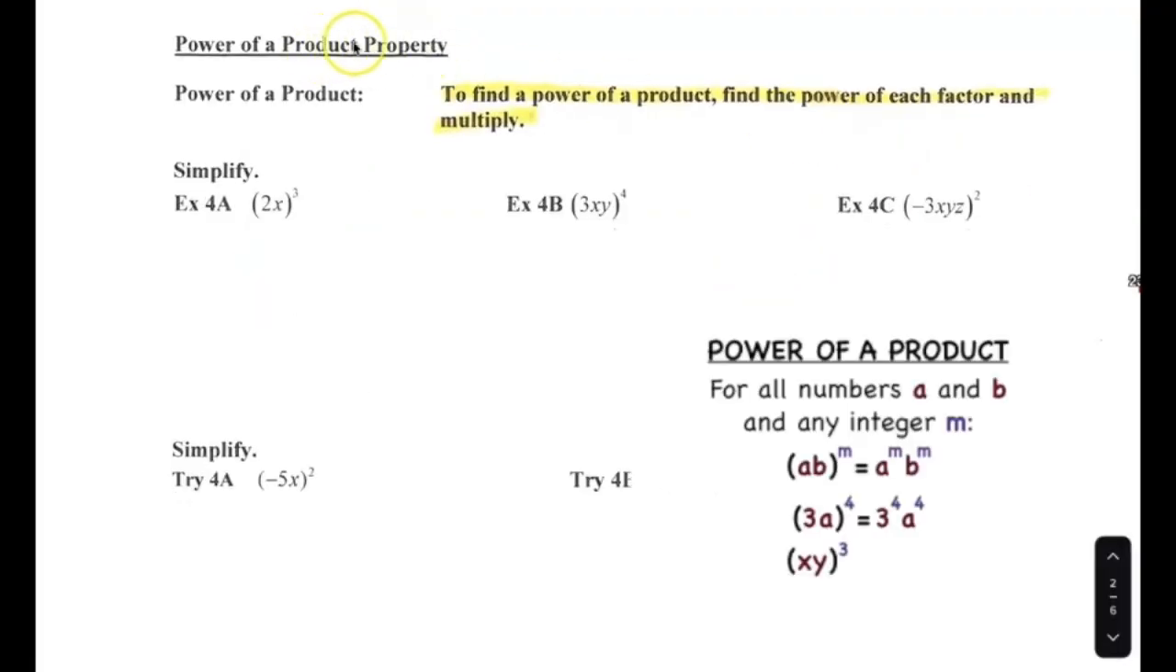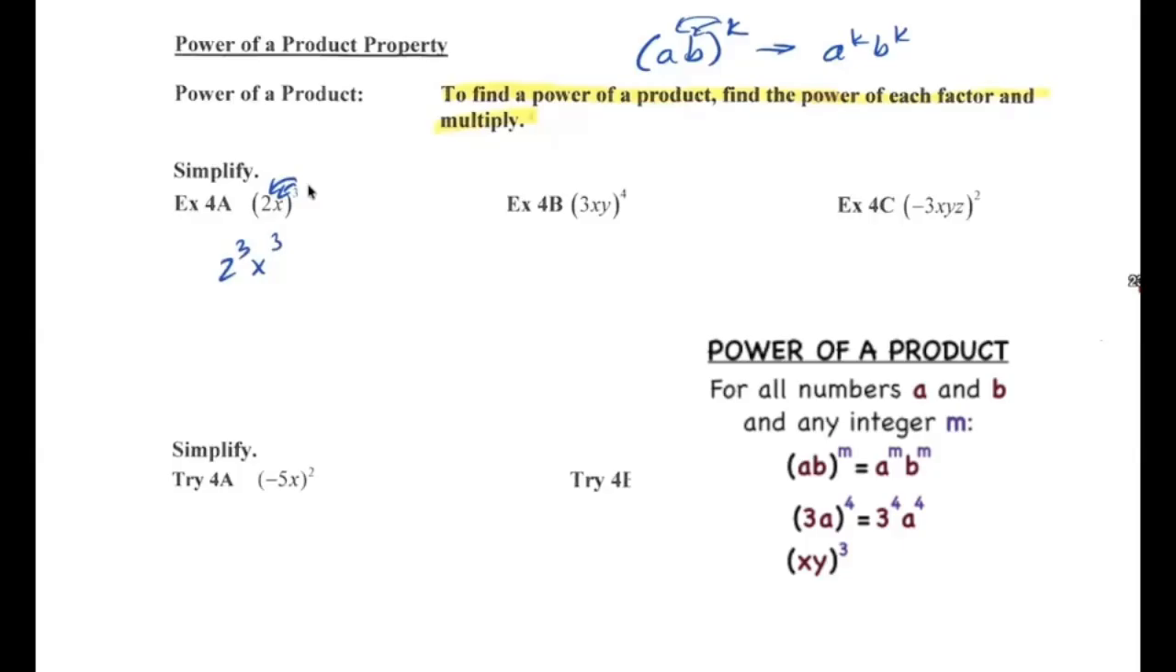Next, the power of a product property. All this is saying is if you have two things in parentheses to a power, let's put a random power, that goes to both of them. That exponent goes to both things in the parentheses. So like the example here, this is a common example people get wrong all the time. 2x to the third. So many people give me 2x to the third as the answer. No, that 3 goes to both of them. It's 2 to the third, x to the third. 2 to the third, 2 times 2 times 2, that'll give me 8, x to the third.